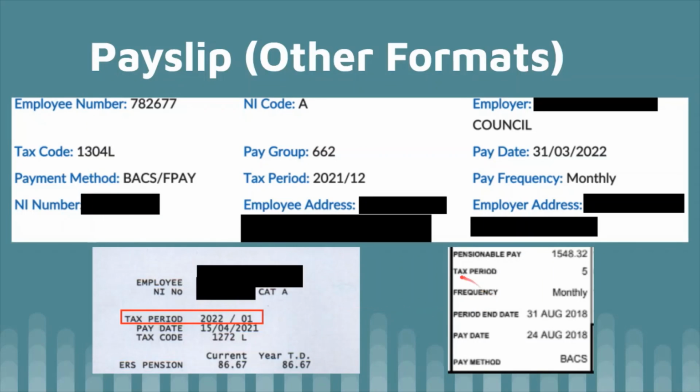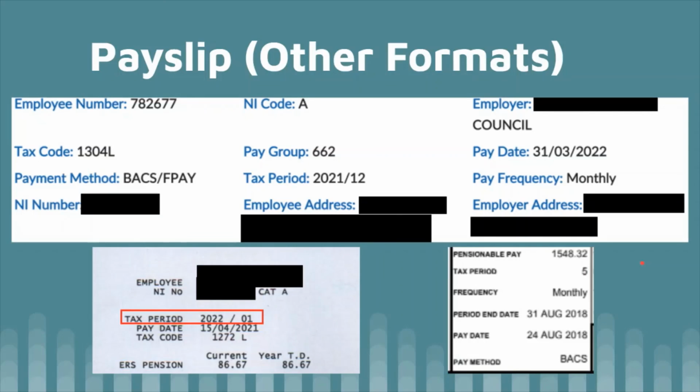And sometimes they might just state what the tax period is. And then we would know from the period end date and the pay date as to what year it relates to. So this would be 2019 period 5. And it's 2019 because it's run from year 2018 to 2019.